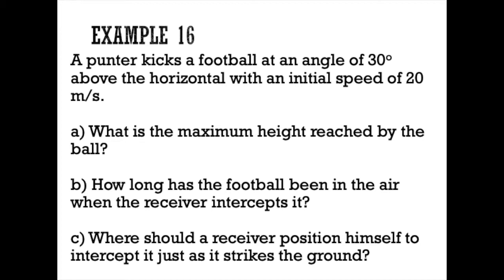with the first example. Example 16, a punter kicks a football at an angle of 30 degrees above the horizontal with an initial speed of 20 meters per second. A, what is the maximum height reached by the ball? B, how long has the football been in the air when the receiver intercepts it? And C, where should a receiver position himself to intercept it just as it strikes the ground?